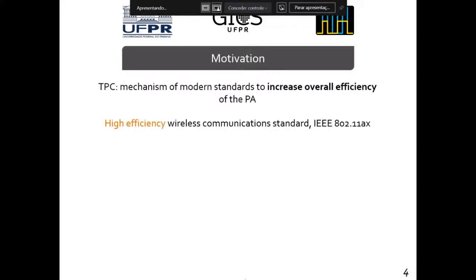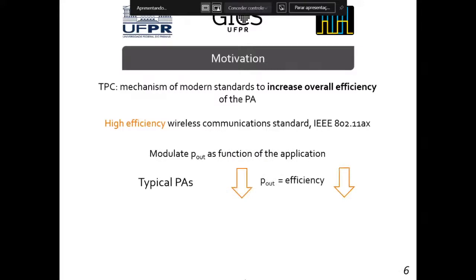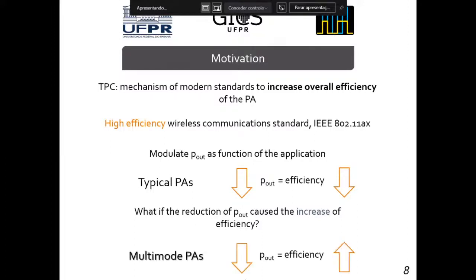However, for typical power amplifiers, the decrease of output power causes the decrease of efficiency. What if the reduction of the output power caused the increase of efficiency? One power amplifier topology that allows the increase of efficiency as the output power is decreased is the multimode.